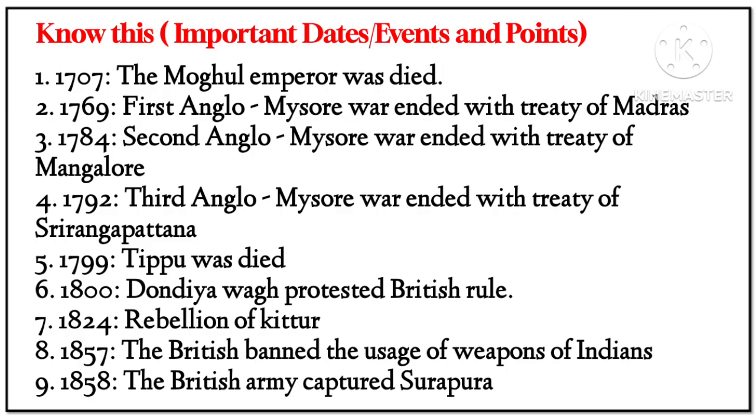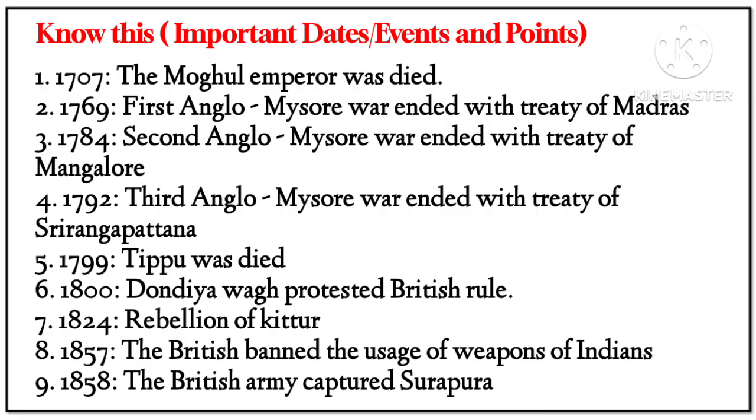1707, the Mughal Emperor Aurangzeb died. 1769, the First Anglo-Mysore War ended with the Treaty of Madras. 1784, the Second Anglo-Mysore War ended with the Treaty of Mangalore. 1792, the Third Anglo-Mysore War ended with the Treaty of Srirangapattanam.